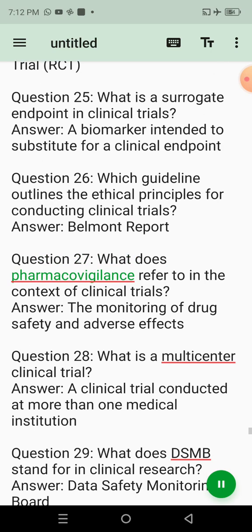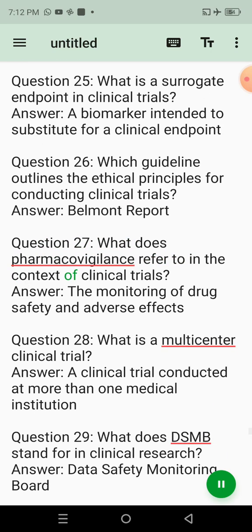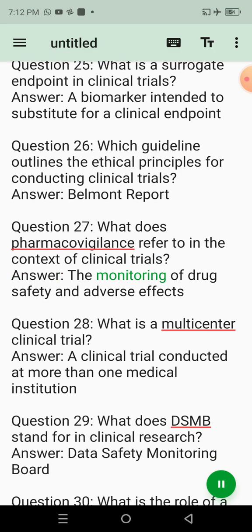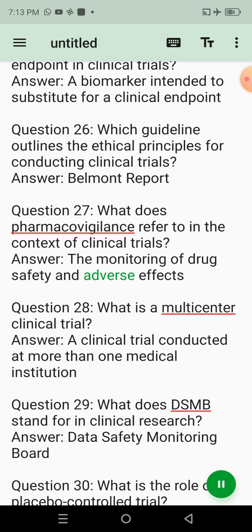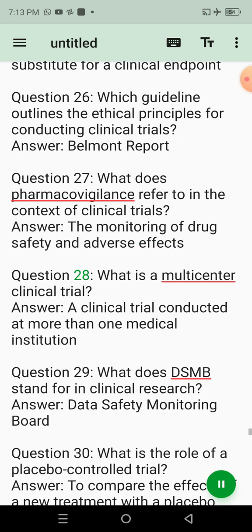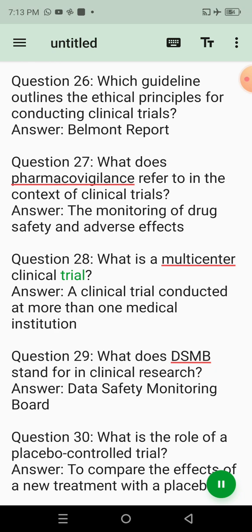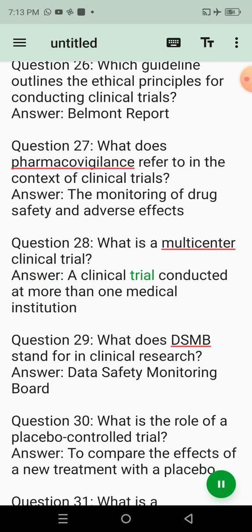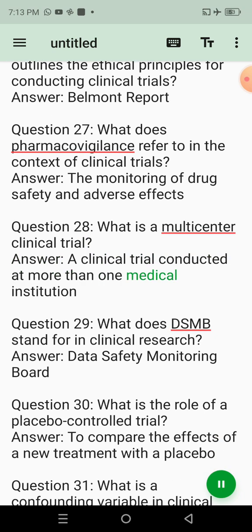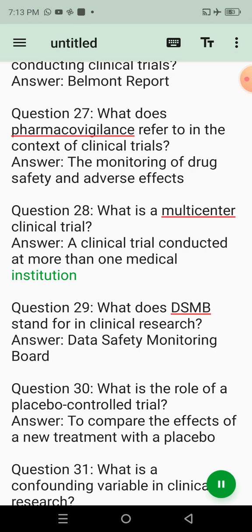Question 27. What does pharmacovigilance refer to in the context of clinical trials? Answer: The monitoring of drug safety and adverse effects. Question 28. What is a multicenter clinical trial? Answer: A clinical trial conducted at more than one medical institution.